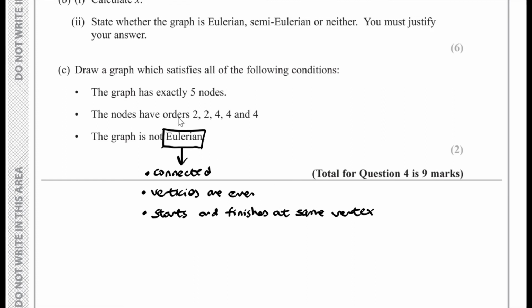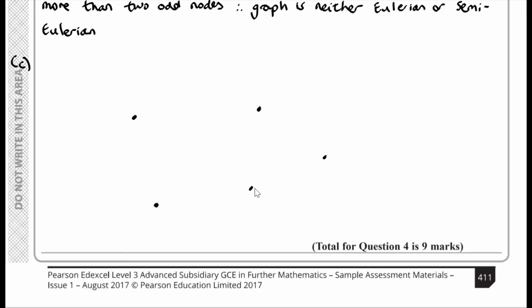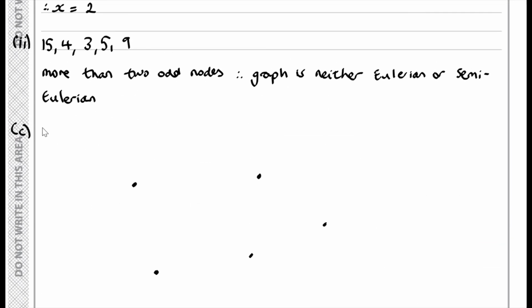Now, if the nodes have orders 2, 2, 4, 4, 4, let's write down those orders: 2, 2, 4, 4, 4. One thing that we can do is, if we connect this node to this node, you'd find the order here is 2 and the order here is 2. And with these remaining 3, we want the orders to be 4.